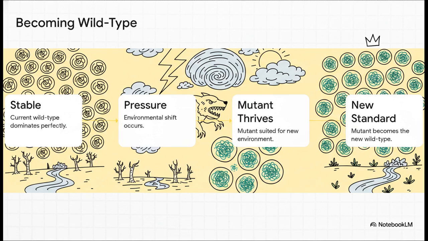and thrive. And finally, step 4, through this evolutionary shift or genetic drift, that once rare mutant allele spreads like wildfire. It crosses that 50% threshold we talked about earlier, effectively overthrowing the old standard and becoming the brand new wild type. The mutant literally becomes the master.